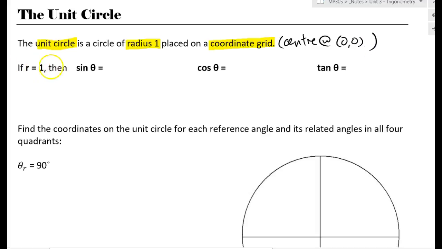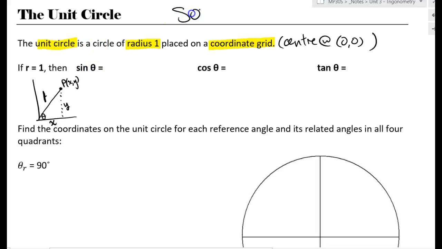So if r equals 1, then, you might recall looking back at our triangle from our previous lessons that if we have r here for some point p, x, y, then this opposite is y and your adjacent is x for angle theta. Well now, if r is 1, when I talk about sine, sine is opposite over hypotenuse.